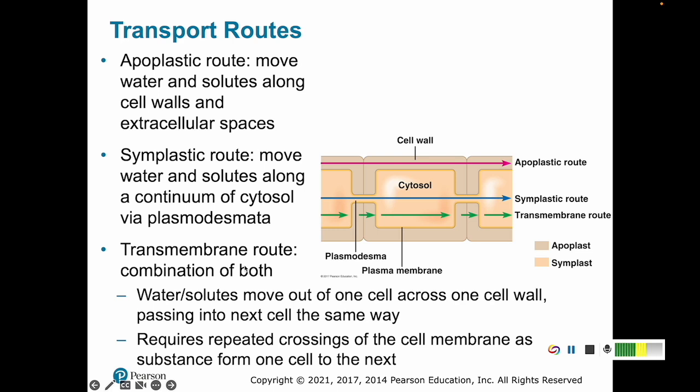There's also the transmembrane route, which is a combination of both. You come into a cell, you go through the cell membrane, but then you leave the cell through the cell wall, then back into the cell, then back out of the cell, then back in. So you're going across membranes again and again, which is why it's called transmembrane.